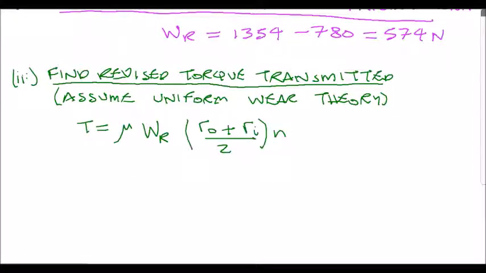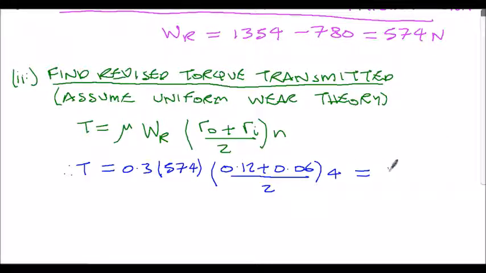So this question is about putting the numbers into the equation this time, no transposition. I'll let you put the numbers in the equation. I get 62 newton meters if you want to check that value. And then we've got to find the power. It's the last thing to do, find the power.